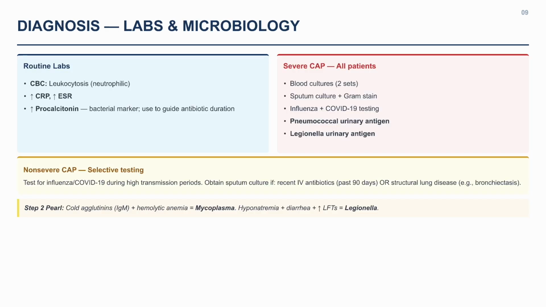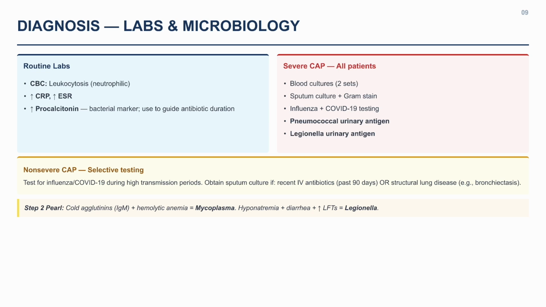Routine labs in pneumonia typically show leukocytosis with a neutrophilic predominance, elevated CRP, elevated ESR, and elevated procalcitonin, a specific marker for bacterial infection that can also guide when to discontinue antibiotics.